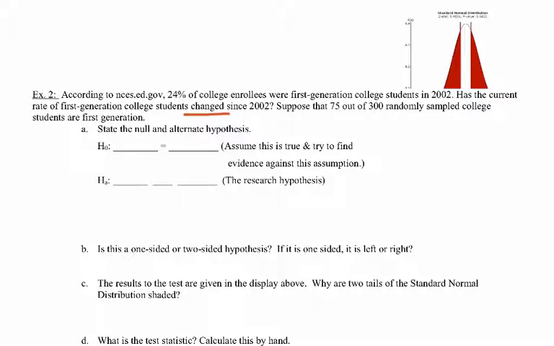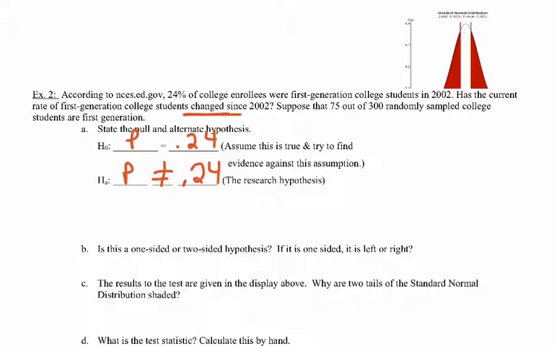All right, so let's start with the null hypothesis. The null hypothesis is the assumption that nothing has changed from the original population proportion. So in this case, that would be that p is still equal to 24%. The alternative would be based on however the question is phrased. It says, has the current rate of first-generation college students changed? So for that, we're going to say that p is not equal to 24%. So it could be higher, it could be lower.